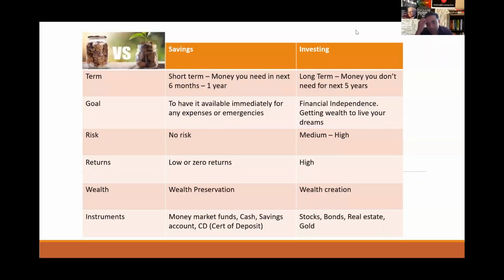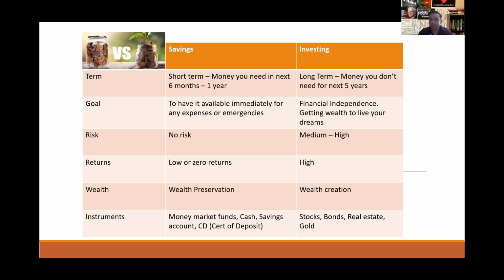So I thought I'd do this small snippet, a small video report, just to show the fundamental differences between savings and investing based on six parameters. One slide overview, quick one, take a look. So here are the six parameters: term, goal, risk, returns, wealth, and instruments. I have differentiated savings and investing across all of these six parameters.